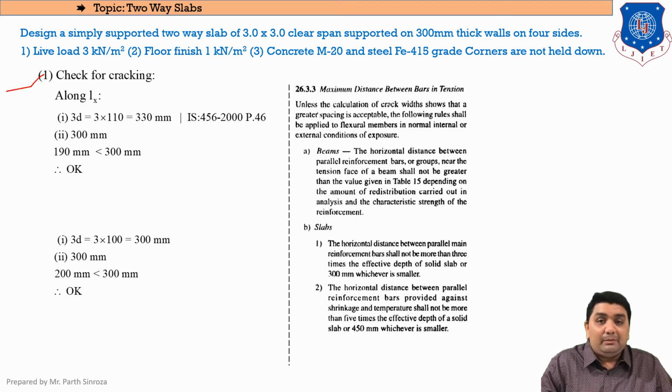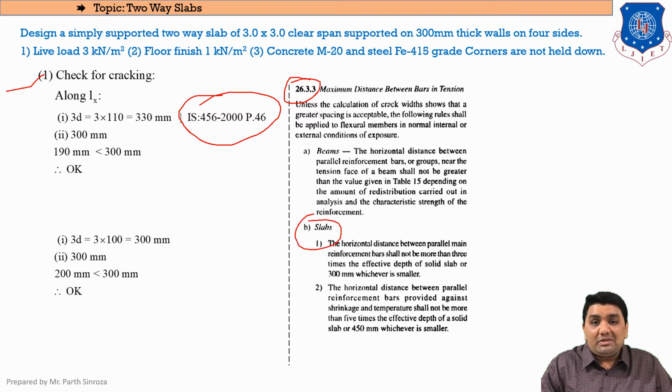So the first check will be the check for cracking, and for this we'll always be looking at page number 46 of the IS code, and in that we will be looking at clause 26.3.3, the category slabs. Now keep in mind, in both directions we have provided main steel, so there is no consideration of distribution steel in this topic. So in the X direction, that is our shorter span, and the Y direction, that is the longer span, in both cases we will be checking only this first parameter regarding the check for cracking.